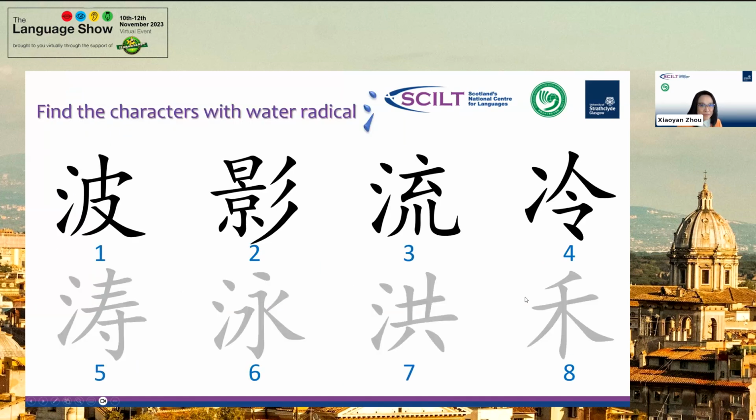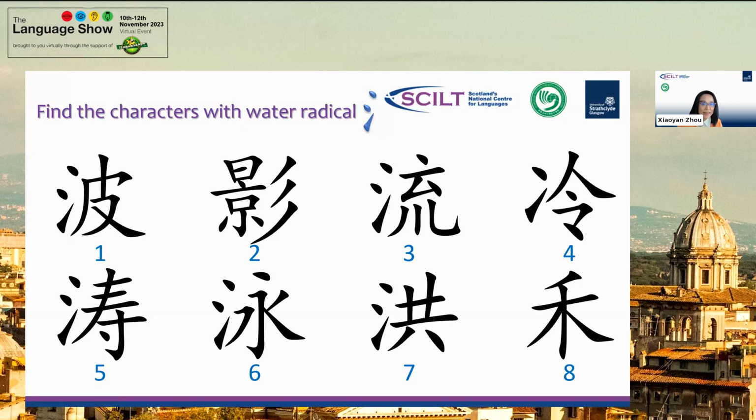I gave you 8 characters. Please find the characters with the water radical or 3 dots and type their numbers into the chat. There are some tricky ones, so please take care to read the characters. Maria got 1567. That's the correct answer. 13567. 13567. That's brilliant. Well done, everyone.